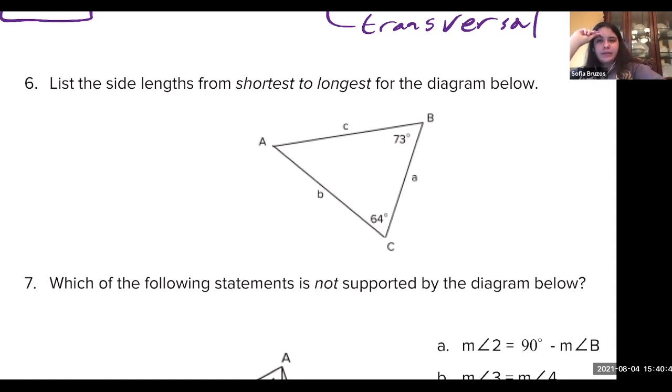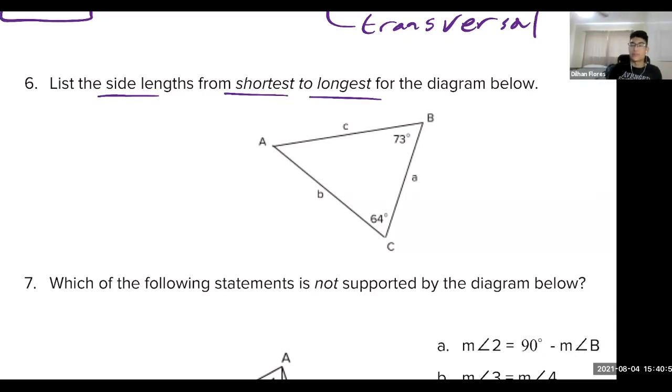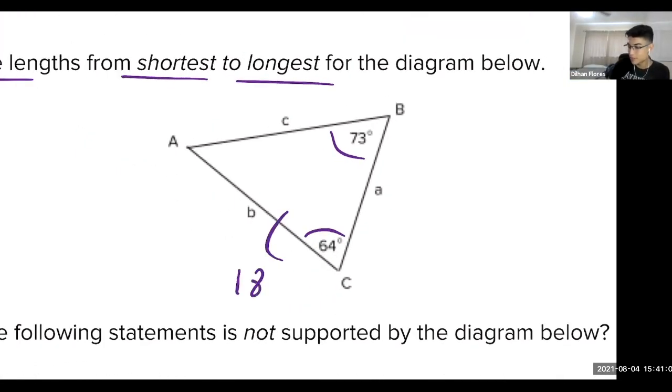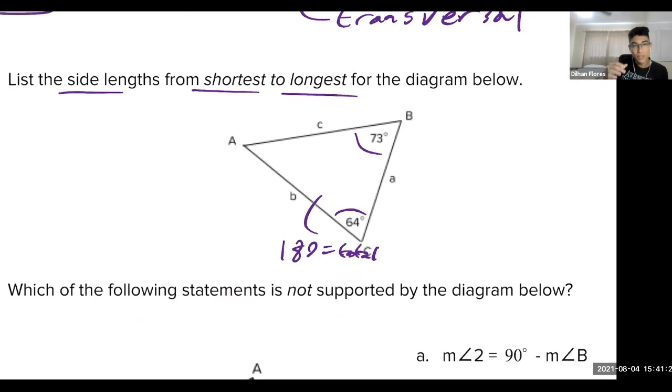List the side lengths from shortest to longest for the diagram below. Ooh, okay. Awesome. Now, first off, we have angles. Okay. What's the total interior angle of a triangle? 180. Just like that, right off the bat. All right. 180. That's your total. So 180 for a triangle, 360 for a square, that's stuff that you should just know in the back of your head. The equation's good, but the equation really should only be used when you have something with like 5 sides or more.